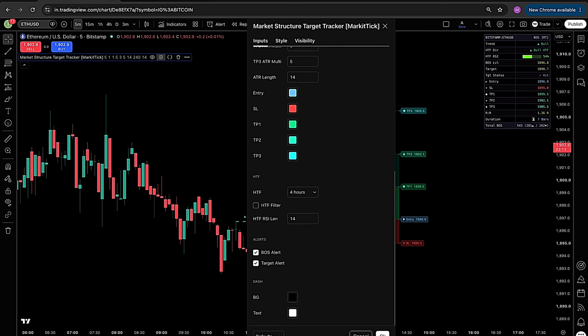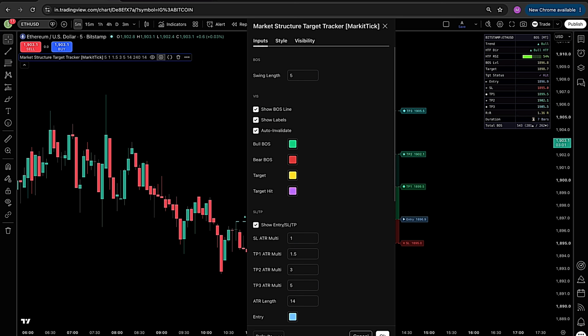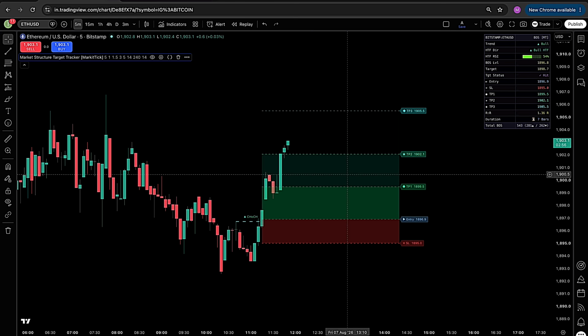After that, I will come down, and below you will see the BOS alert. You need to turn this off, and the target alert, you need to turn this off as well. So we have done all the settings that were needed for our first indicator. I will click OK, and our first indicator is set.